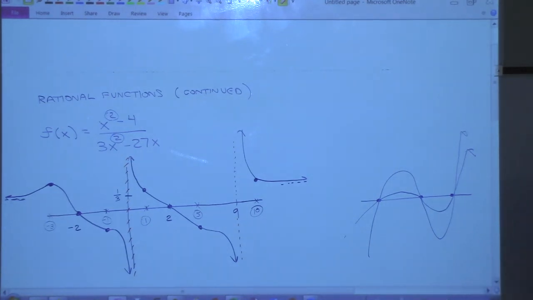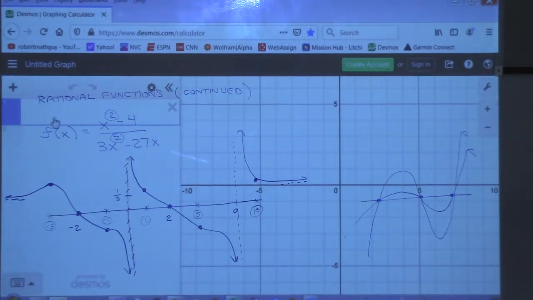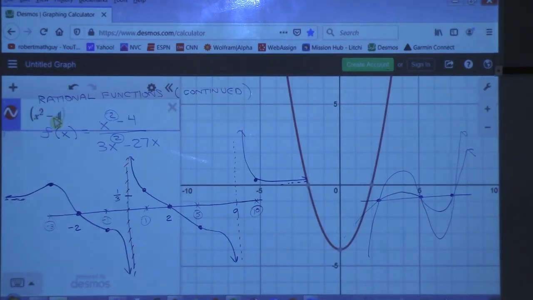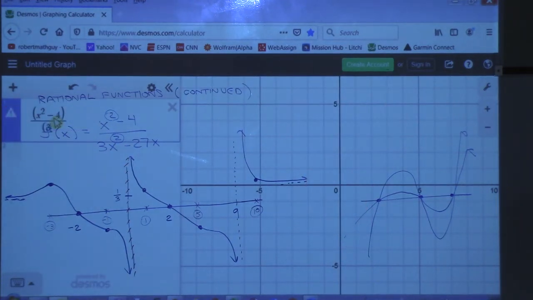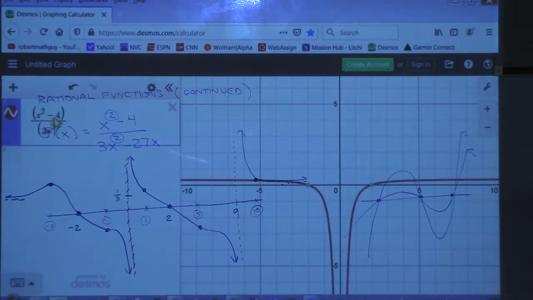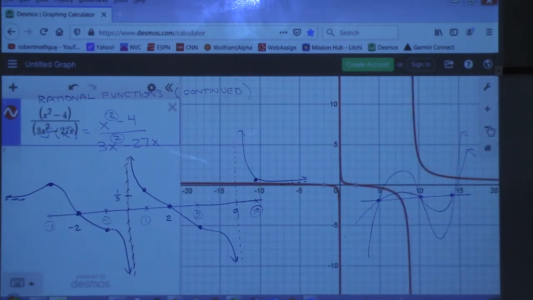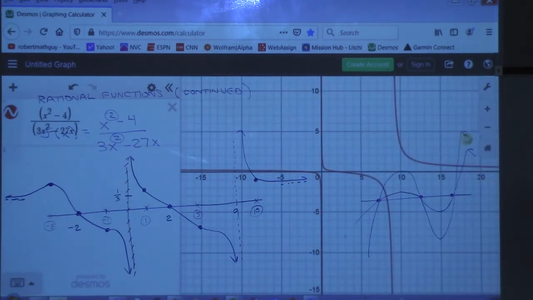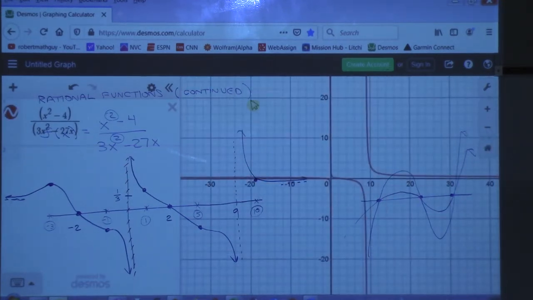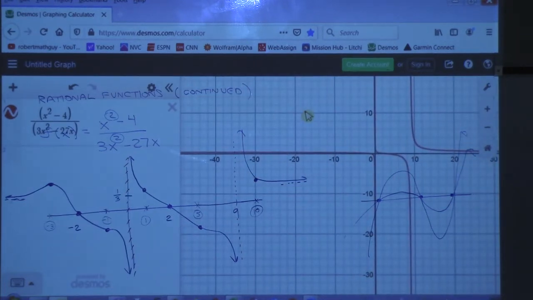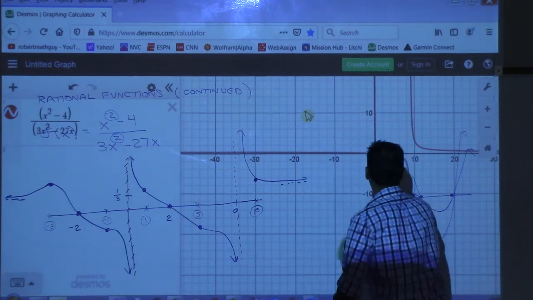Now, I thought it'd be worthwhile for me to actually go to a computer and graph this for us so you can see what it looks like. It was x squared minus 4 divided by 3x squared minus 27x. I think I typed that in right. Okay. Let's see how good ours is compared to the computer's.